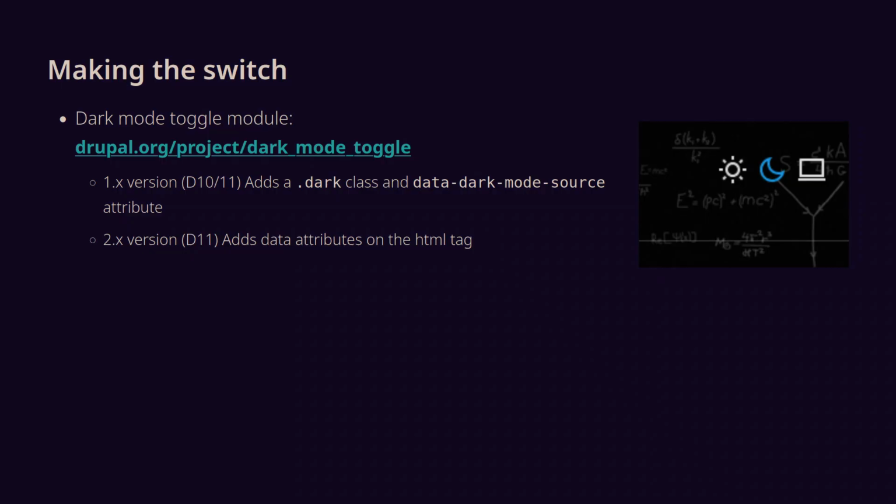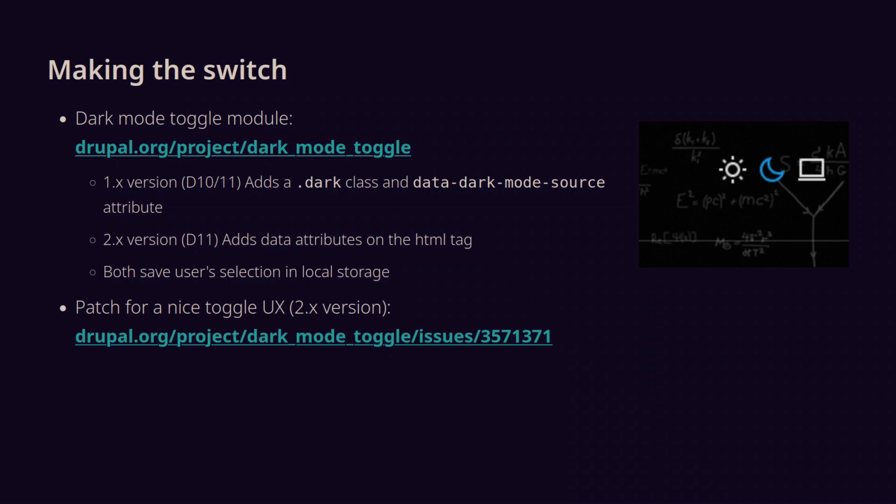For the project that we're implementing, it hasn't been upgraded to Drupal 11 yet, so I'm going to be talking about using the dark class on the HTML tag. If you implemented the 2.x version, it's got the data attributes, so that's just a little difference in what I'm talking about.